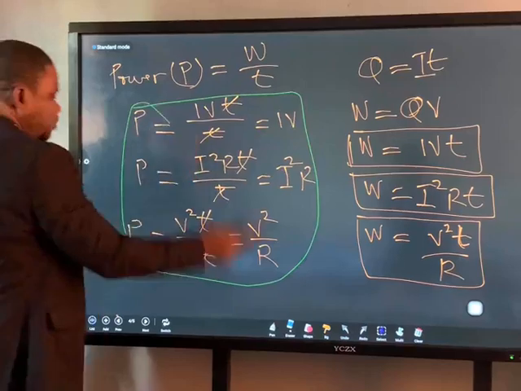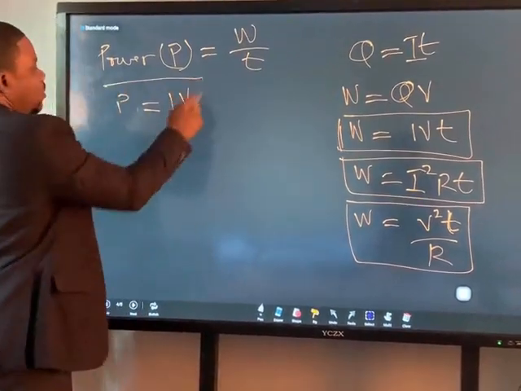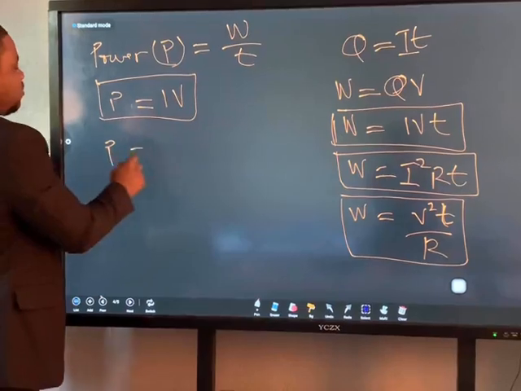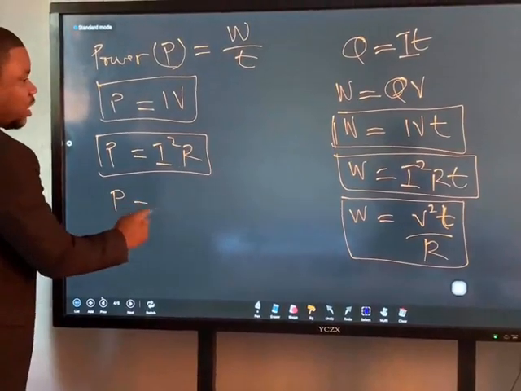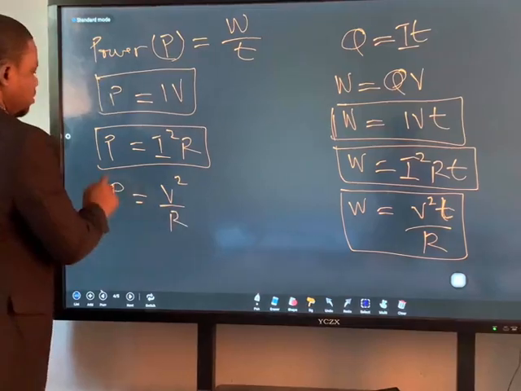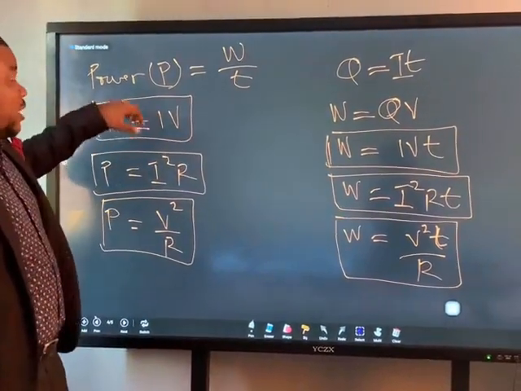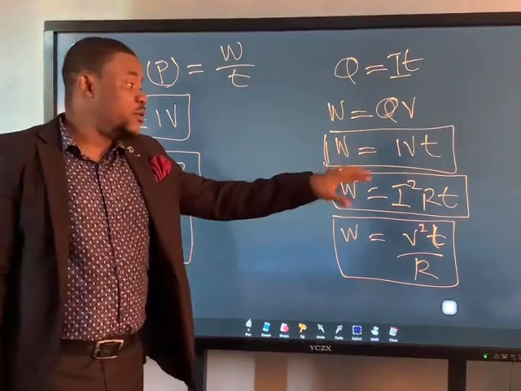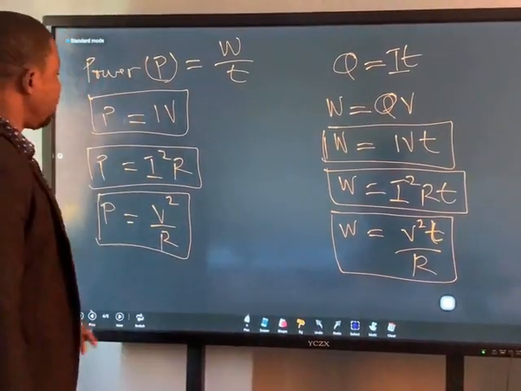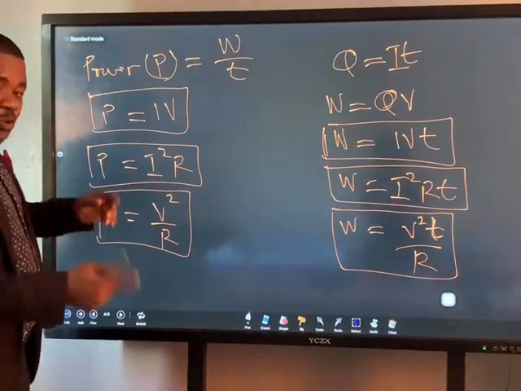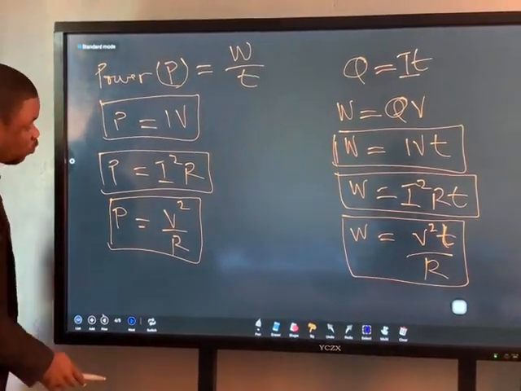Let's do that again. If I take T from the first one, I'll get IV, this is 1. Power is also given as I squared R, this is 2. Power is also given as V squared all over R, this is 3. So I can use this to find power for an electric system, the power in the circuit, and this is the work done in the circuit. Is that okay? If I'm a little too fast, please rewind, go back, and watch it at your convenience.